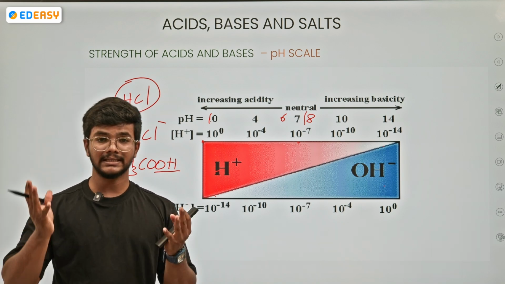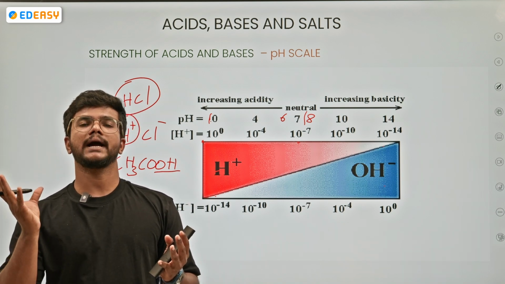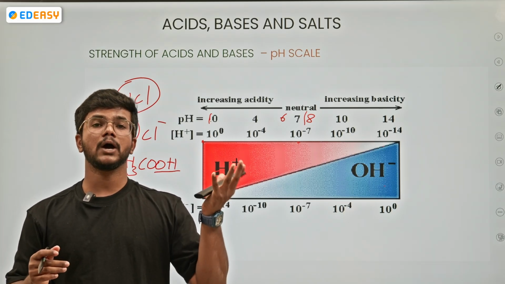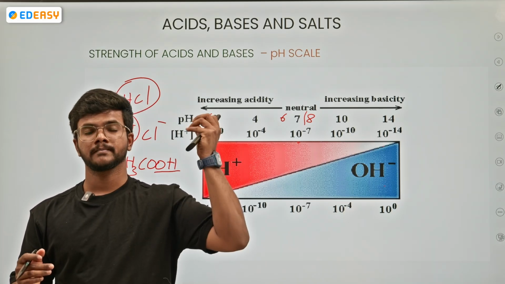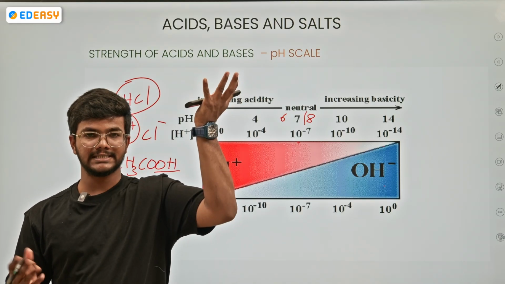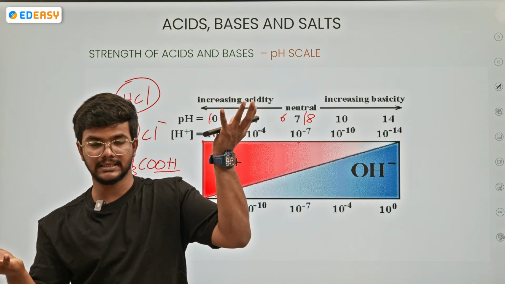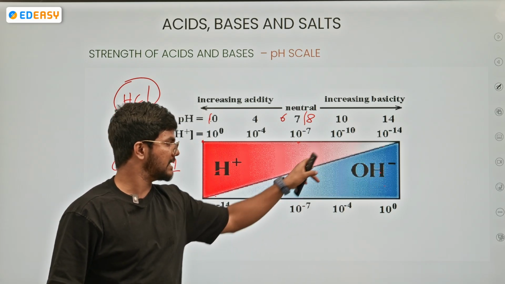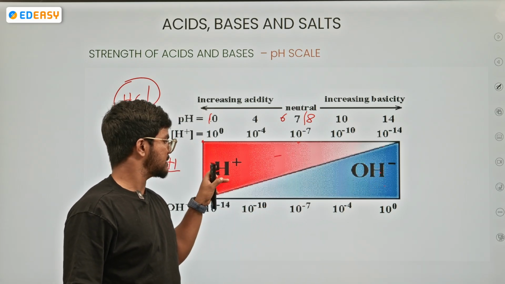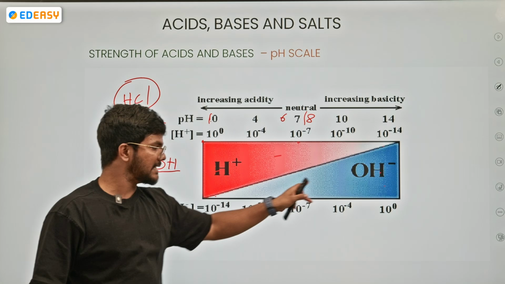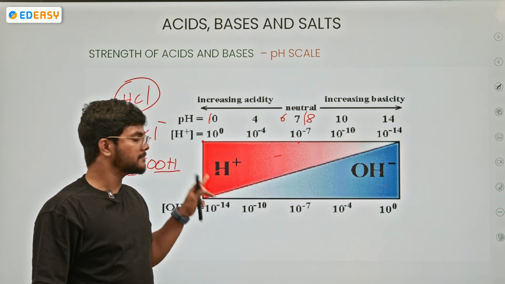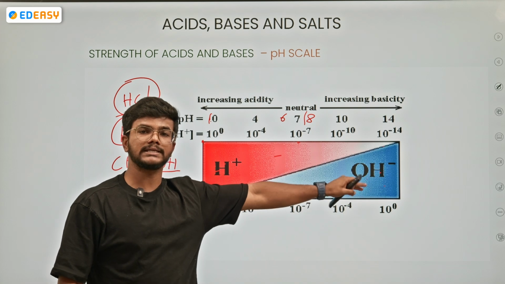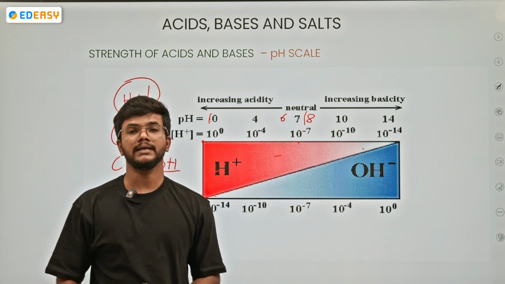In acids, the concentration of the hydrogen ion will be more, whereas in a base, the concentration of the OH ion will be more. So as the OH ion concentration decreases, the H plus ion concentration increases. That means when the OH ion decreases, the acidic nature increases. When the H plus ion concentration decreases and the OH ion concentration increases, it will be basic in nature.